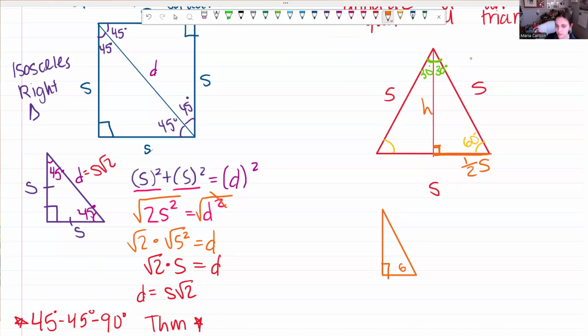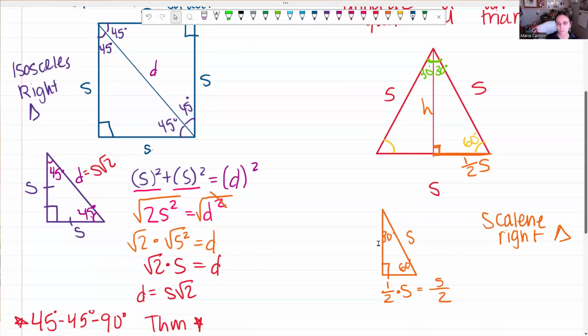My 90-degree angle, here's my 60-degree, and then my 30-degree. We have the side length, which is really the hypotenuse here, and this shortest leg is 1/2 times the side, or the side divided by 2. Note also that this is what we call a scalene triangle. So this is a scalene right triangle.